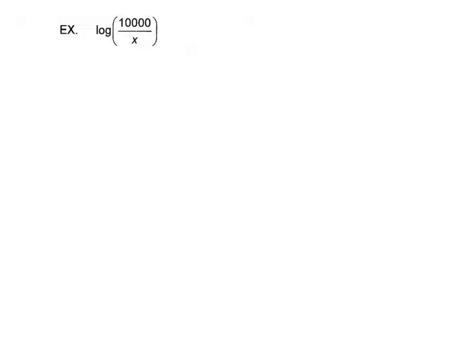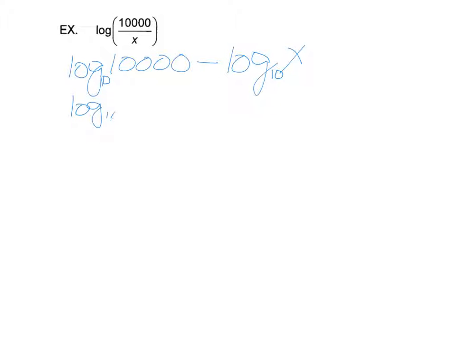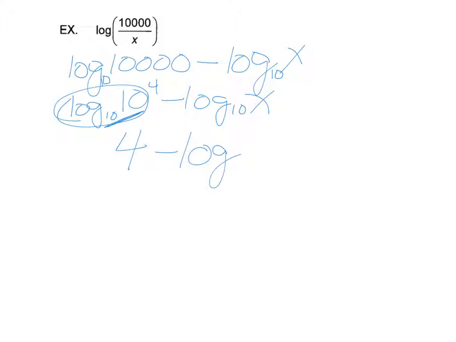Log of 10,000 divided by x. So division expands into subtraction. Log of 10,000 minus log of x. And keep in mind, because there's no base, we have an understood 10. So using the properties from the previous section, I can convert 10,000 to 10 to the 4th power so that it cancels out with the log base 10. So because the 10s are the same, all of this part just goes away and I'm just left with the 4 minus log. And you don't have to write the little 10 if it's a 10. 4 minus log x.